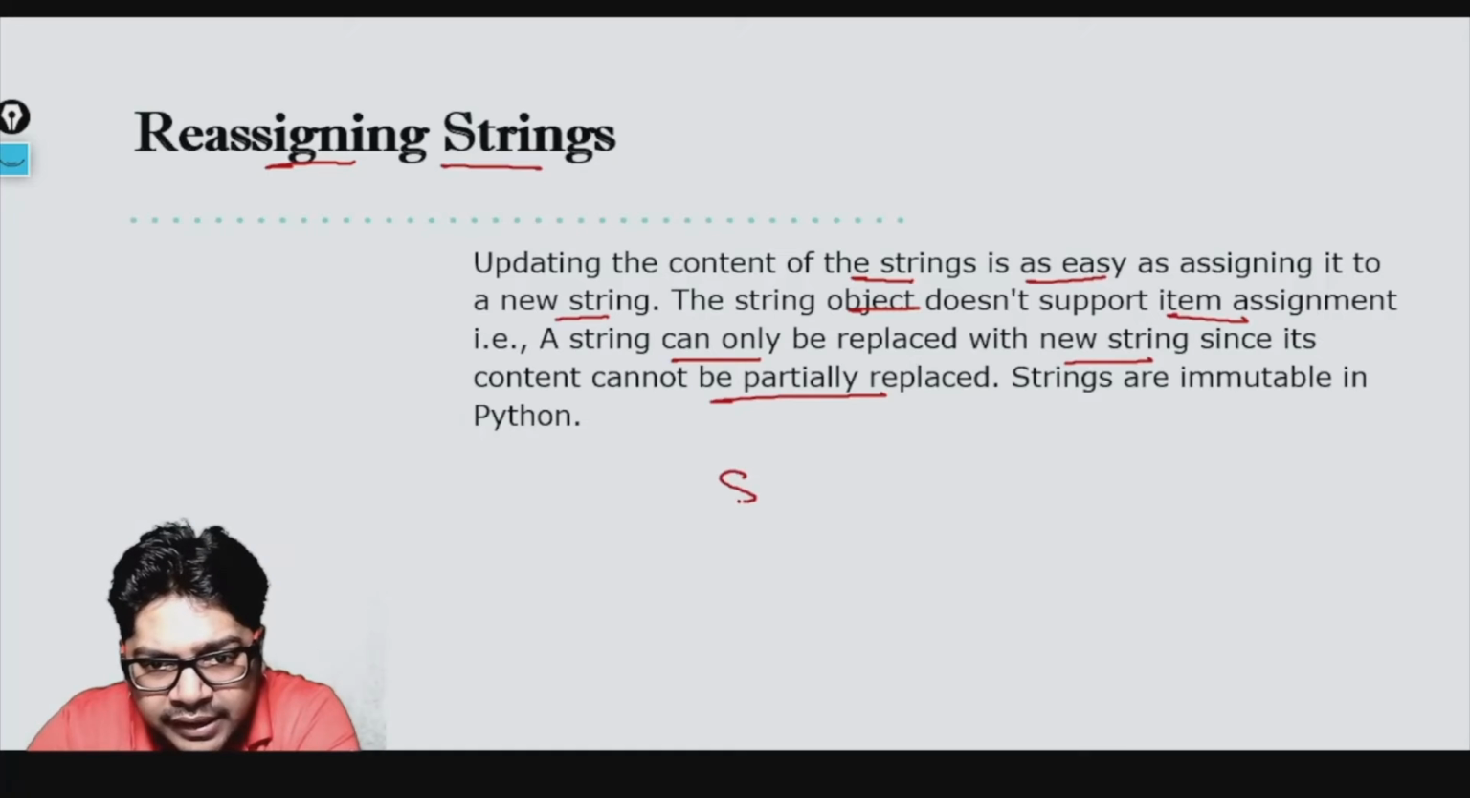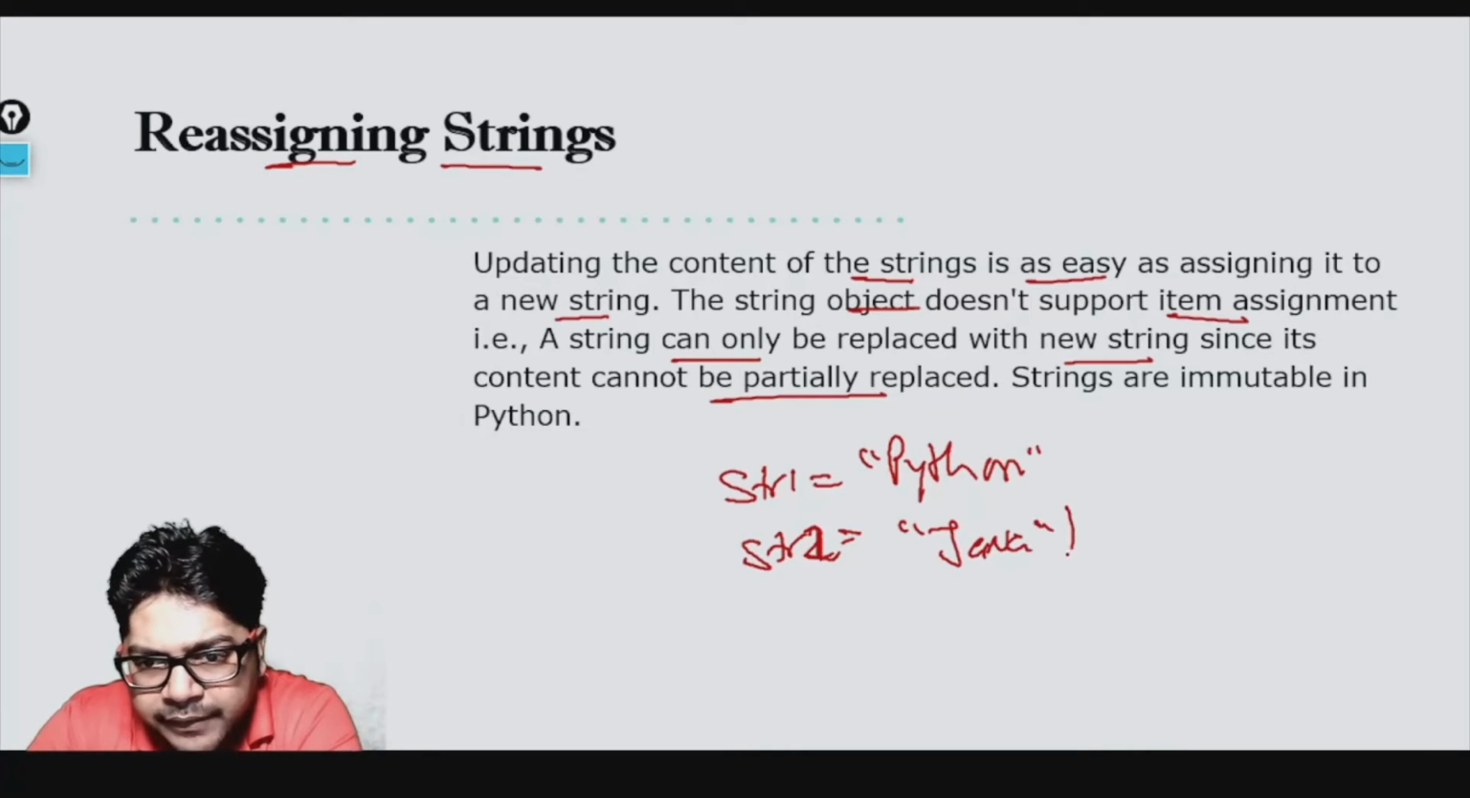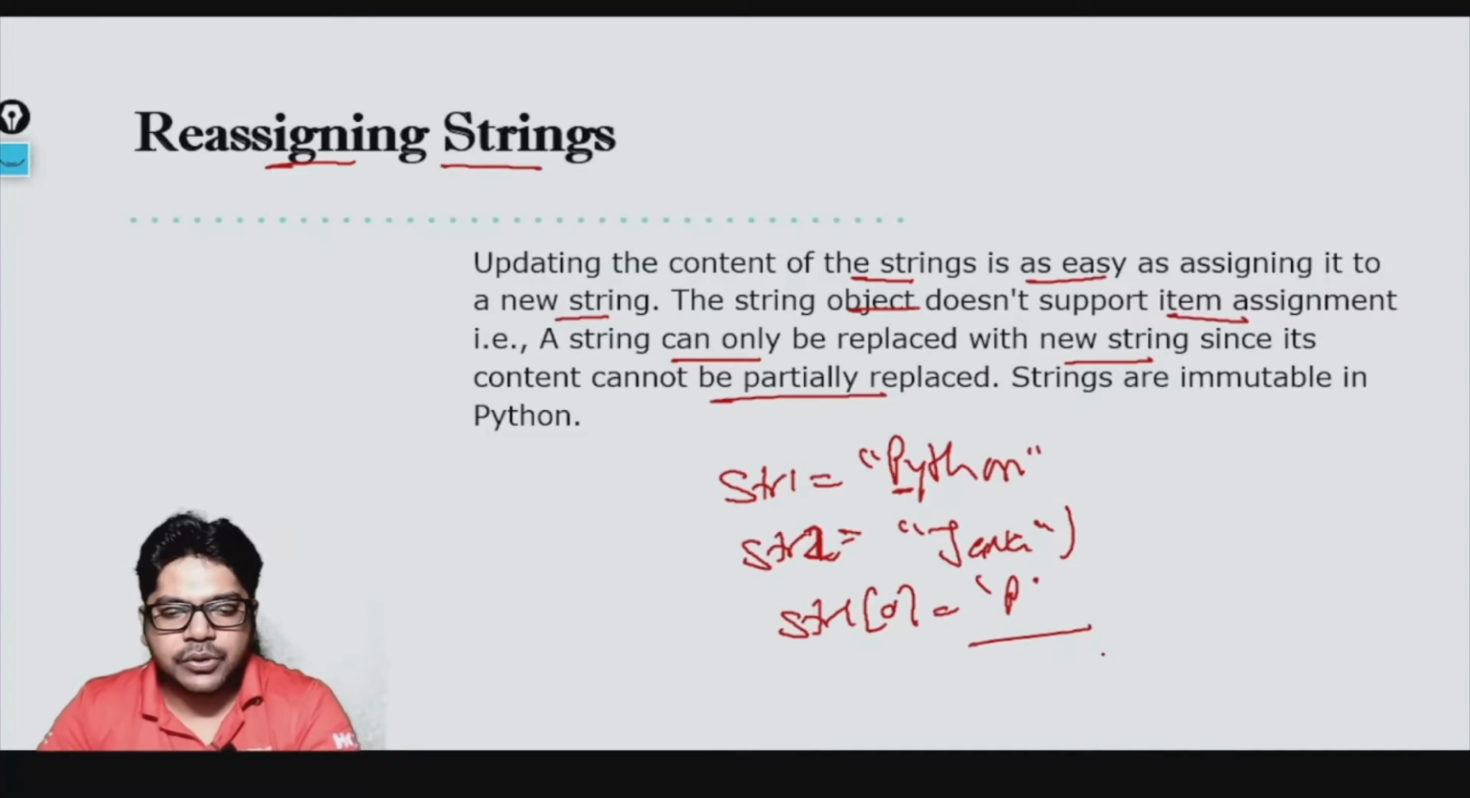It means like this: if you have str1 equal to Python, if you want, you can change the whole thing to Java, you can do like that. But if you want, let's suppose I change only a particular thing, so if you try to do like that using the index and try to write p there, you will get an error. Let me show you how it works.